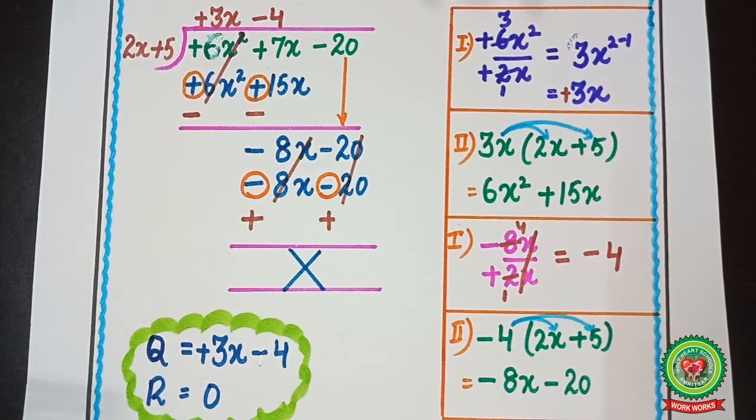Alright. So next is remainder. What is the remainder? Remainder is equals to 0. So you got here 0.